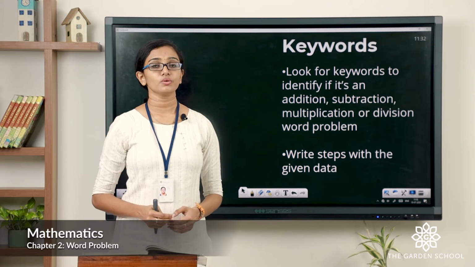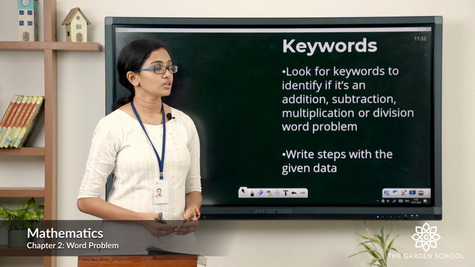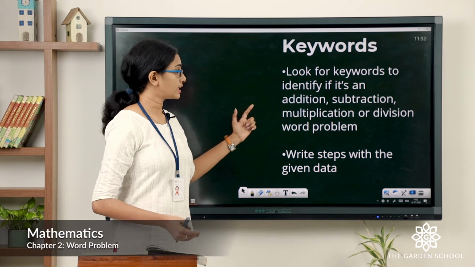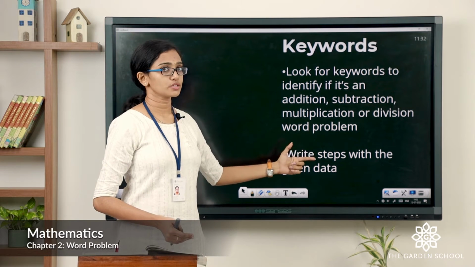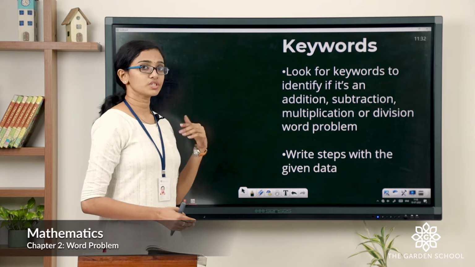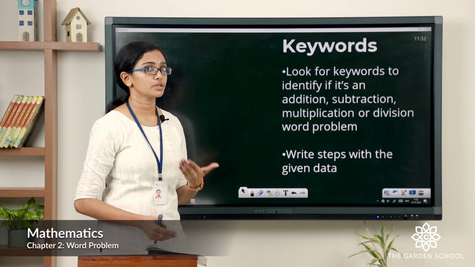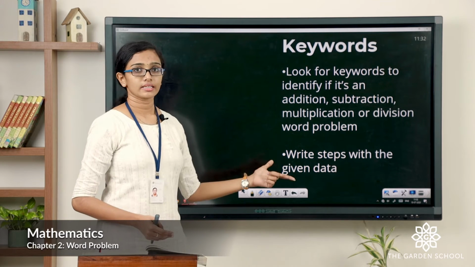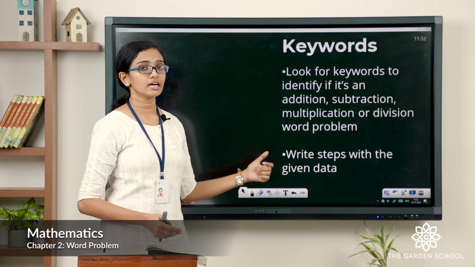The first step is to identify the keywords. So these keywords help us to identify the required mathematical operation to be done. And once we identify the keyword and once we identify which mathematical operation has to be done, let's write the steps from the data given in the question.